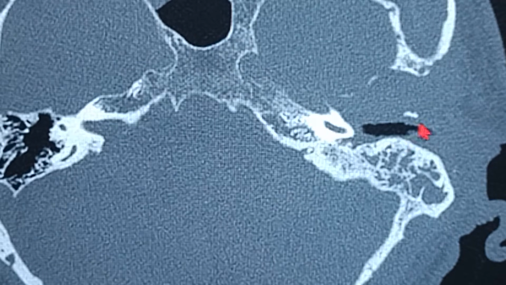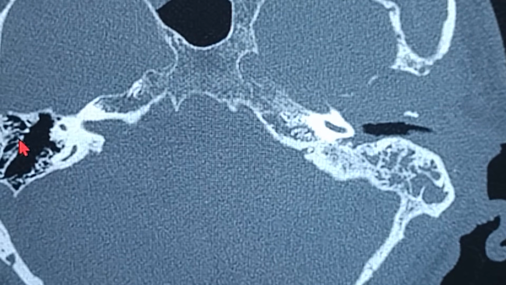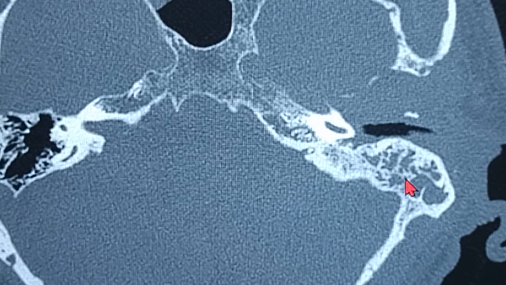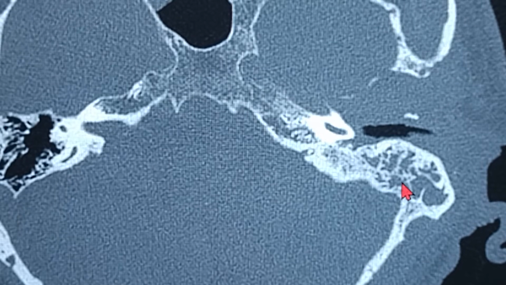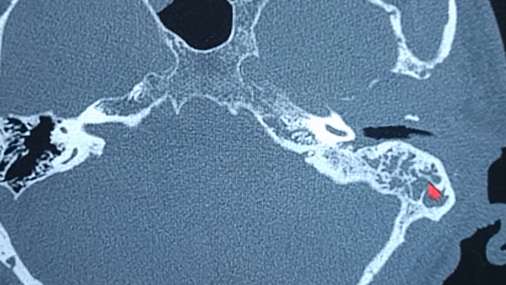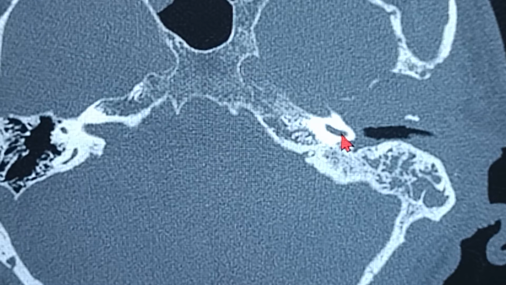This is all the ossified material over here. You can compare the full pneumatization over here with the complete ossification of the mastoid air cells on this side. You can see all the mastoid cells are basically ossified. There is not a single pneumatized cell on this side. This is the basal turn of the cochlea.